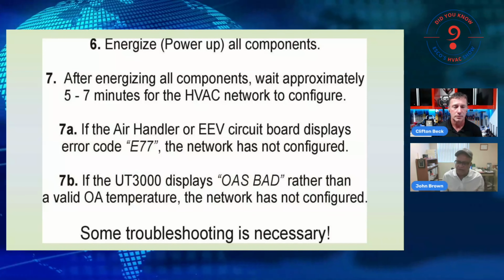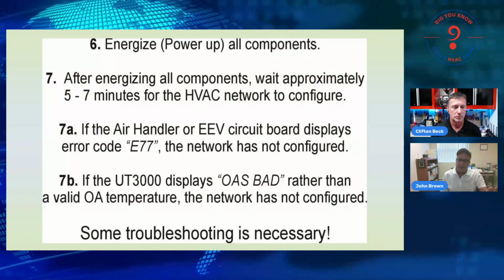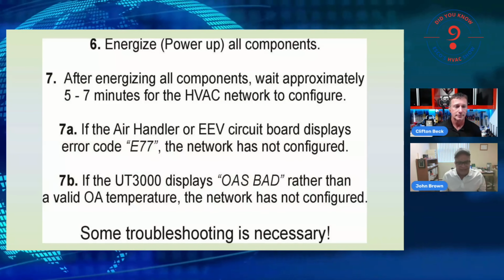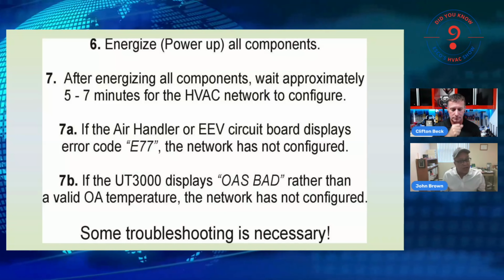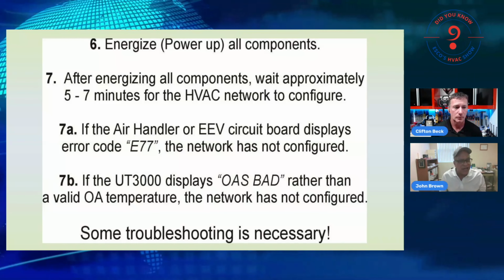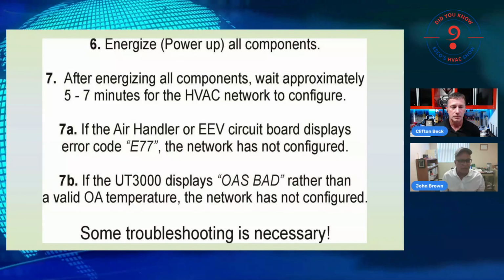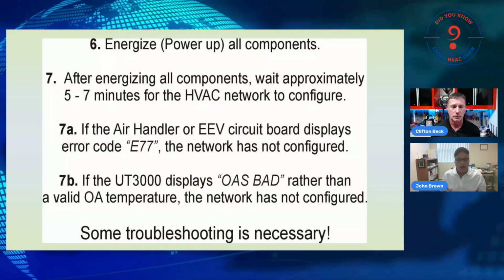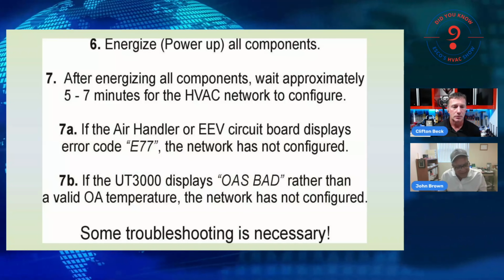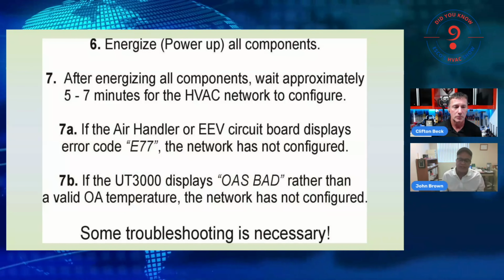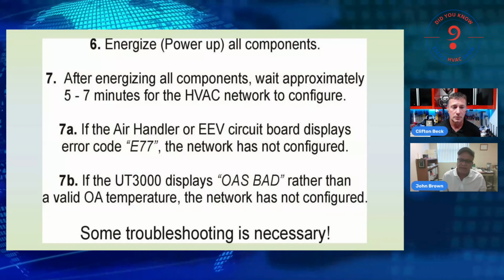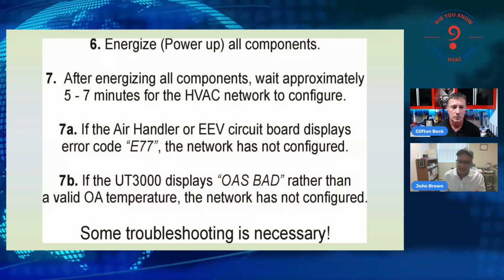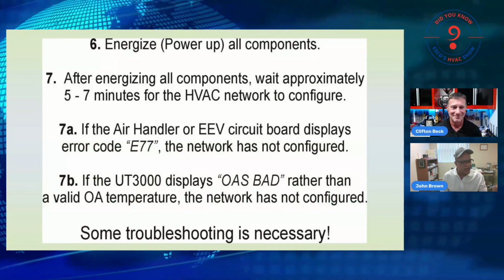What you want to look for: don't cover up the EEV circuit board. Leave the cover off. This is the boss of the network. Remember, it's going to tell you if something's wrong. Also, pay attention to the LCD screen on the UT-3000. If the EEV board displays E77, the network has not configured.